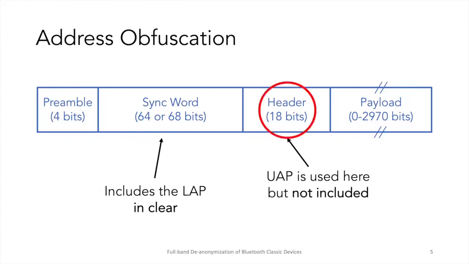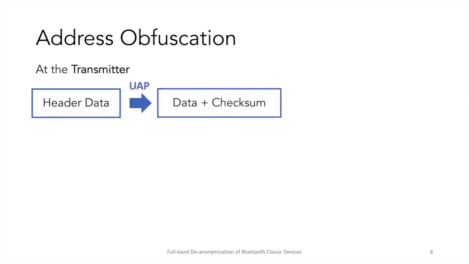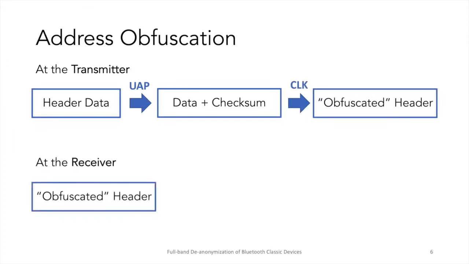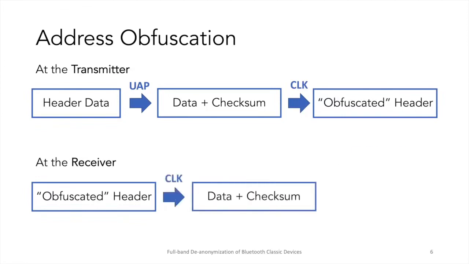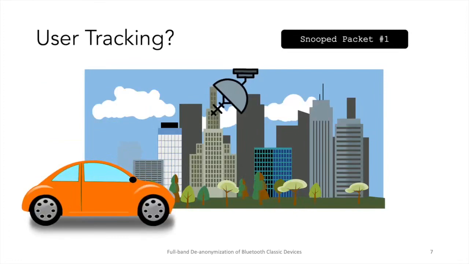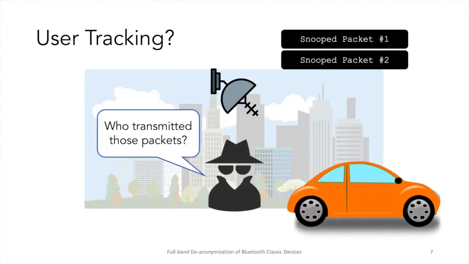Our goal at this point is to determine the master's UAP by reversing what we could call address obfuscation. This is what happens between transmitter and receiver. The transmitter protects the header with a code based on the UAP, then uses a 6-bit clock value to whiten the bits of the header. The scrambled header is the one that gets transmitted in the packet. The receiver then can recover the header using the same clock and verify the data in the header using the master UAP. Without knowing the UAP and the clock, even if we could sniff two packets in two different locations, we would have little knowledge that the two packets are coming from the same connection.